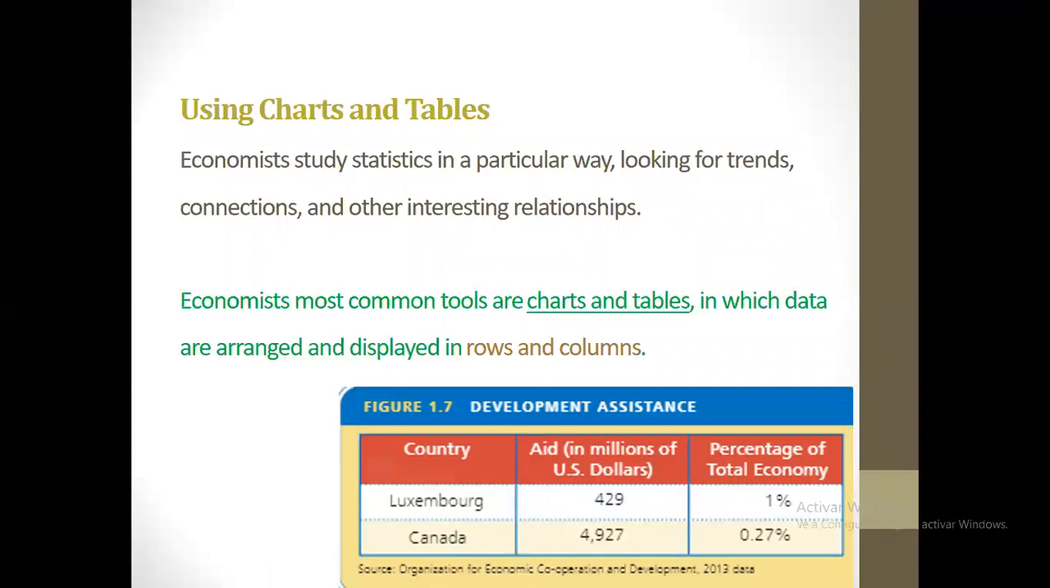But now the third column says percentage of total economy. That means that Luxembourg will grab 1% of its economy in order to contribute to the cost. So they grab 1% of the whole economy that represents 429 million, while Canada was so stingy. They were so stingy. They only grabbed not even 1%, less than half of 1%, only 0.27%. Come on.